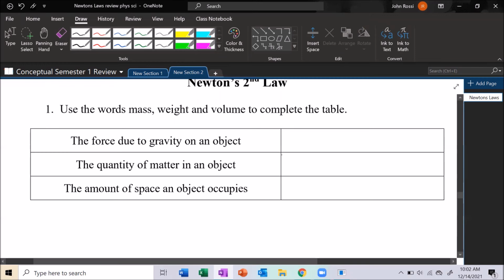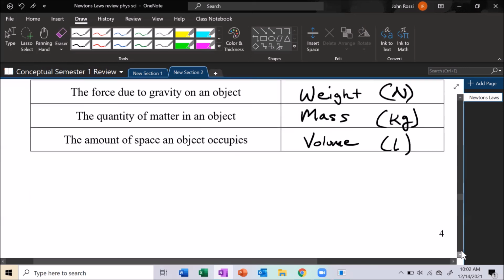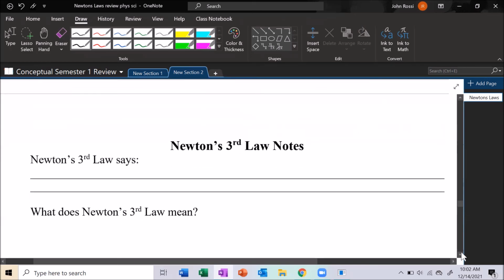You do have to know that when we're talking about mass and weight, there are some differences. And I'm going to go ahead and include volume in that. The force of gravity on an object is your weight, which is measured in newtons. Your mass is the amount of matter in an object, and that's going to be in kilograms. Your volume is going to be in liters. That's how much space the object takes up. Now, the only thing that varies that we talked about is weight. Weight is going to vary depending on the amount of gravity affecting the object. Mass does not change.